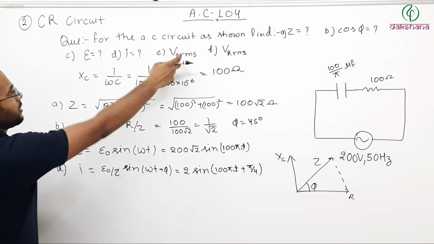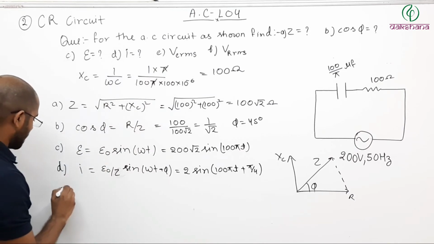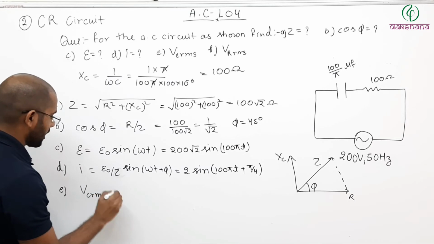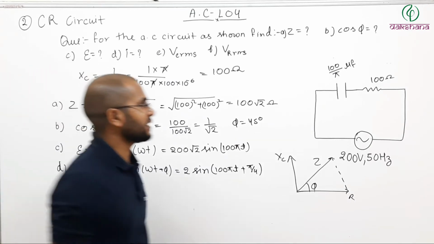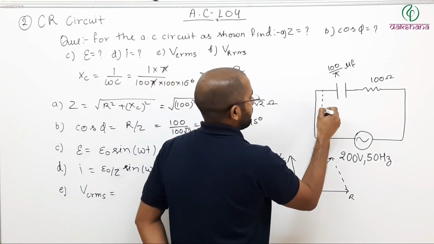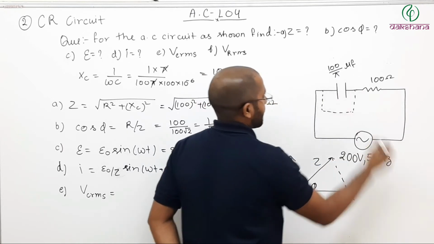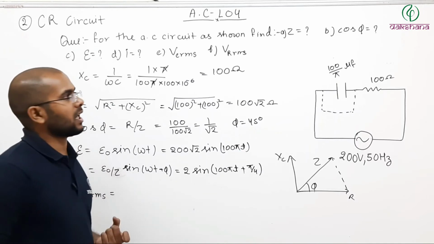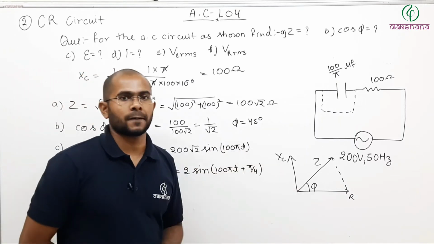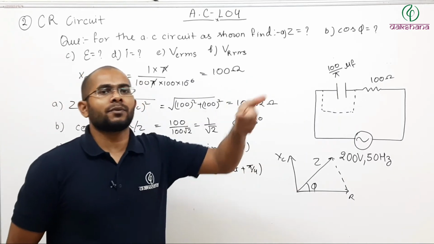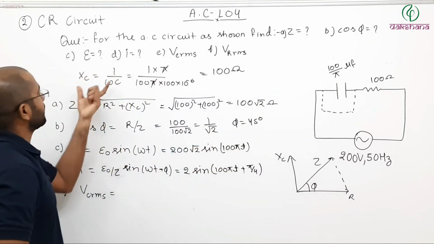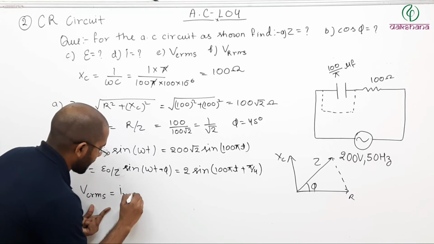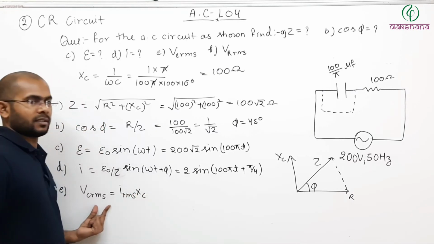Now next, what is VC RMS? VC RMS is nothing but the RMS voltage across your capacitor. If you want to know the potential across the capacitor, that is VC RMS. And what is the reactance of your capacitor? XC here. So VC RMS will be nothing but IRMS times XC.